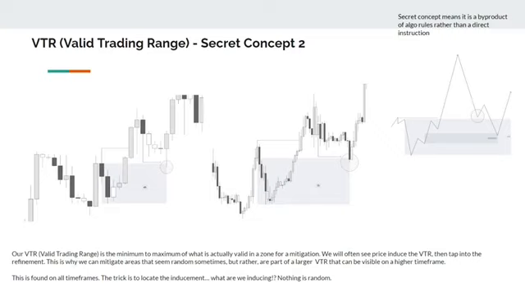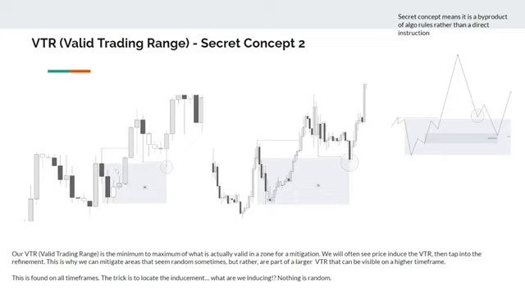Okay. So we'll often see price induce the VTR. This is a 4-hour example of a VTR, which is the body and the bottom wicks. Then it taps into the refinement. This is why we can mitigate areas that seem random sometimes, but rather they're part of a larger VTR that's visible on a higher time frame. So this is on the 4-hour. This is quite clear. We have the body and the wicks, and we're inducing that VTR, valid trading range.